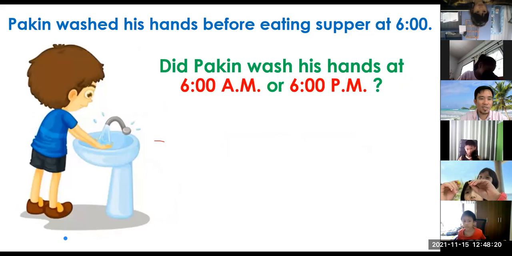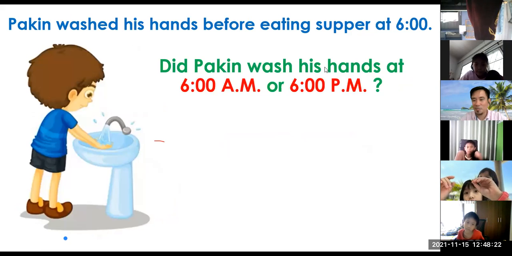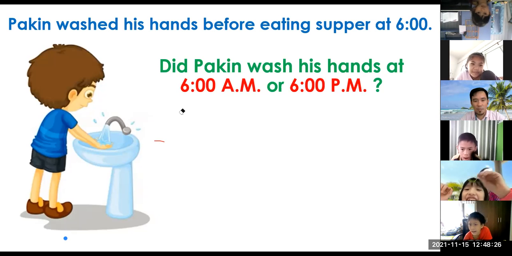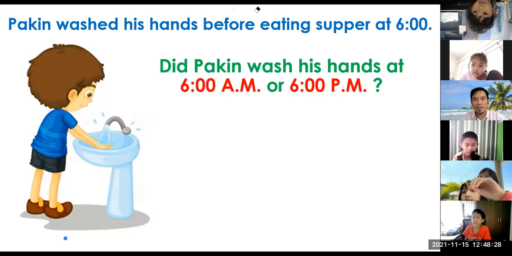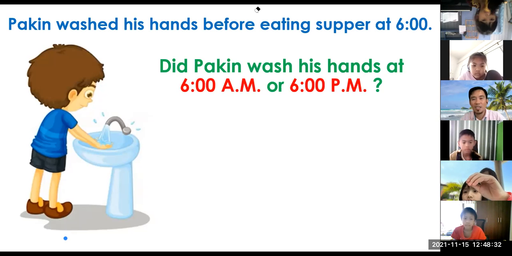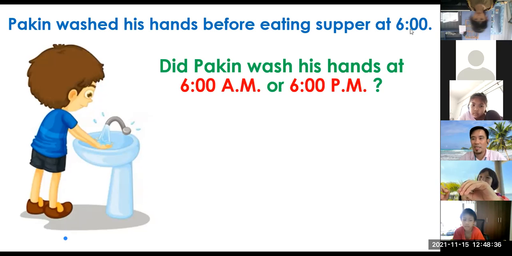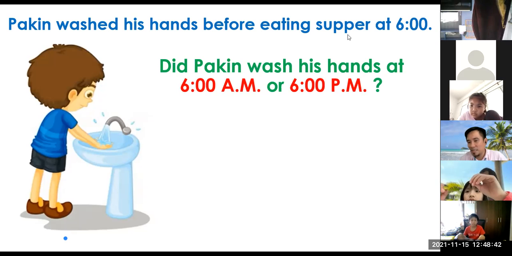Now here, let us use the name of Pakin. This is Pakin. Can you see Pakin? What is Pakin doing here? So Pakin washes his hands before eating supper. The keyword here is supper at 6. Pakin washes his hands before eating supper at 6.